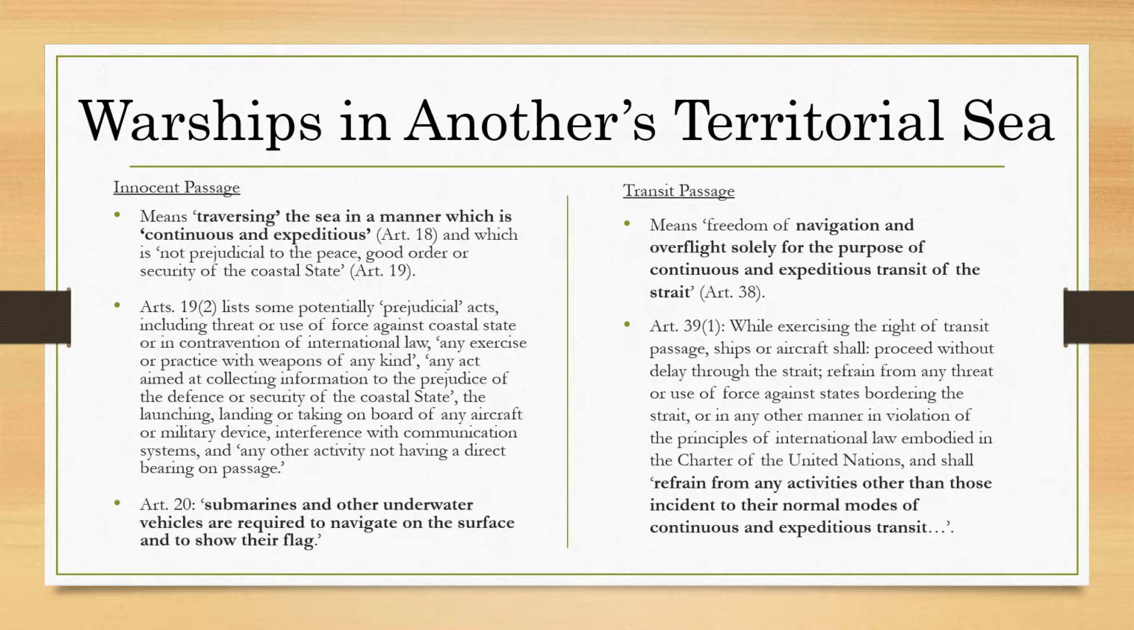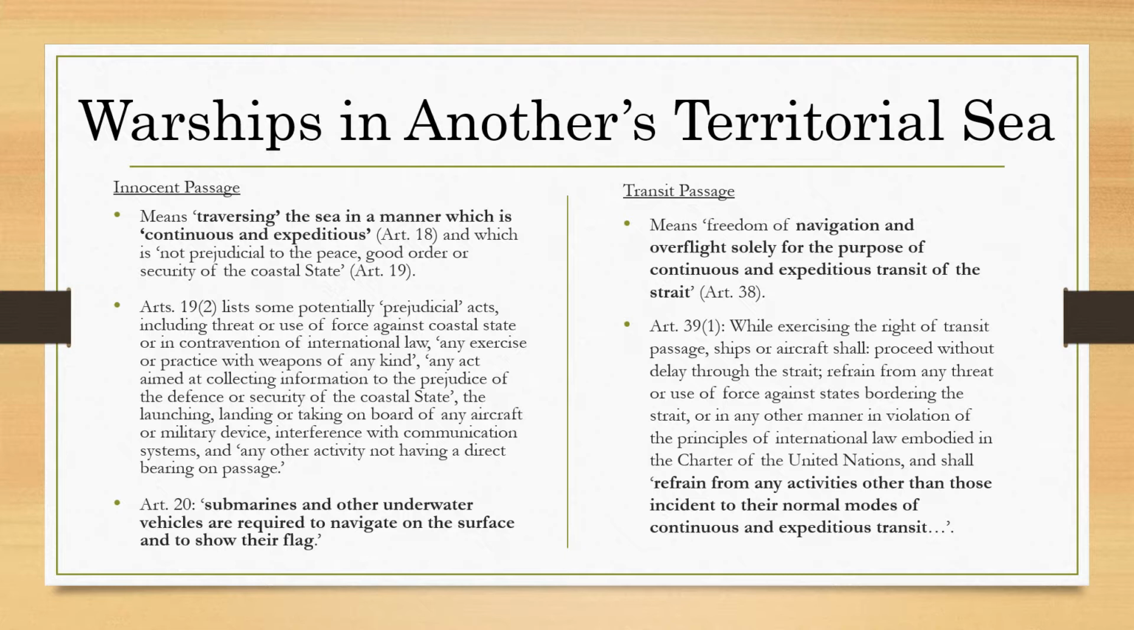For example, using any weapons, undertaking any act which is threatening to the coastal state, gathering information or spying on the coastal state, launching, landing or taking on board any aircraft or military devices, interference with communication systems, or any other activity not having a direct bearing on passage. So, we talked about illegal fishing and other sorts of activities. And what's also important is Article 20, which specifically requires that submarines and other underwater vehicles navigate on the surface and show their flag. So you cannot pass through under the surface if you are a submarine vessel.